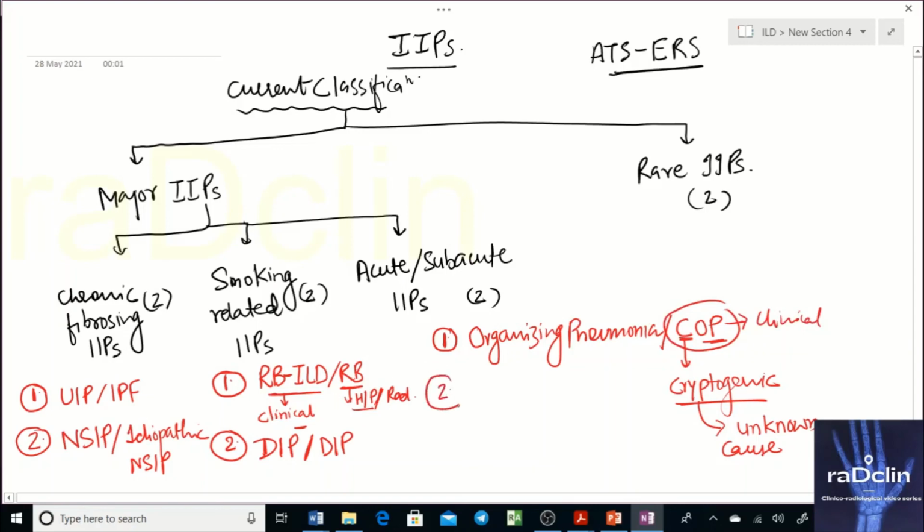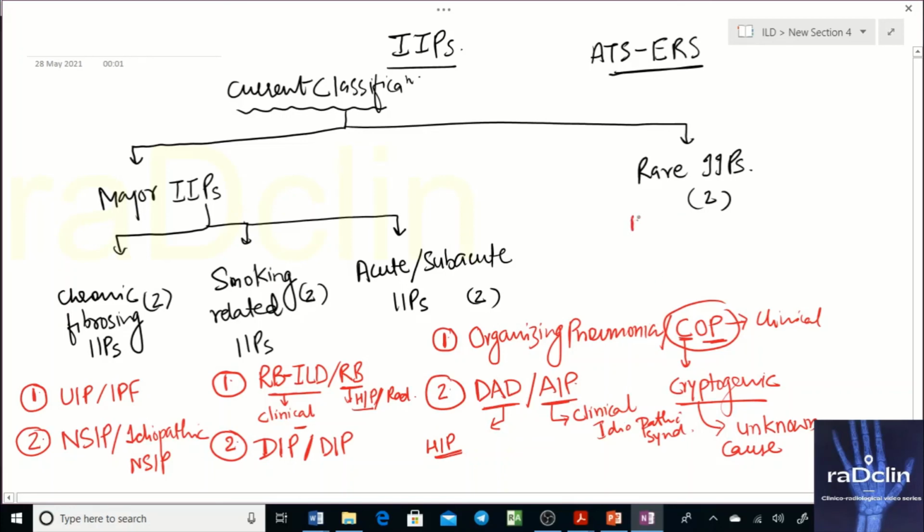The second is what? Diffuse alveolar damage and acute interstitial pneumonia. So remember, diffuse alveolar damage is what you see on histopath. Clinically, you call it acute interstitial pneumonia, the clinical idiopathic syndrome. So these are organizing pneumonia and acute interstitial pneumonia.